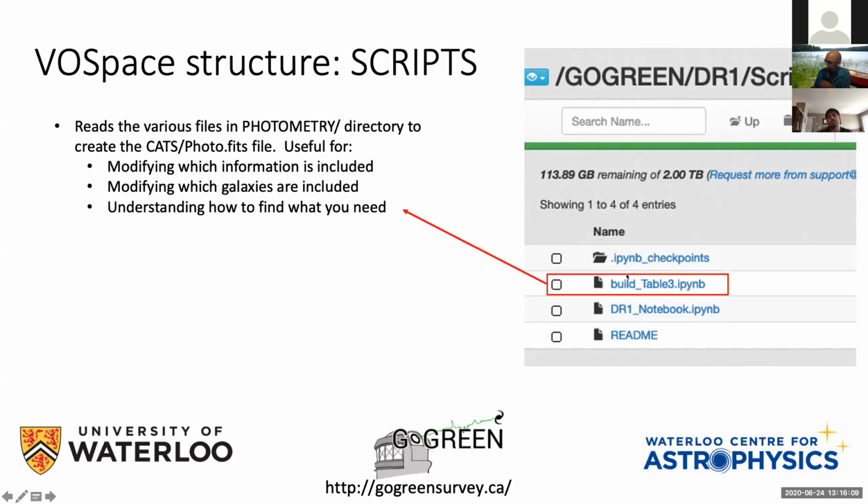We also provide the script that builds that photo.fits file. This is table 3 in the data release paper. So this is a more involved script, but it describes how it pulls the data from those various photometry directories to build this parent table. So again, this is useful if you want to add additional information in there that is in the parent catalogs, but that we didn't copy over. Or if you want to modify the selection. So for example, if you don't care about IRAC data, you can have a much larger photometric sample of galaxies. And just understanding how to find what you need from the photometry catalogs, this could be a useful script.